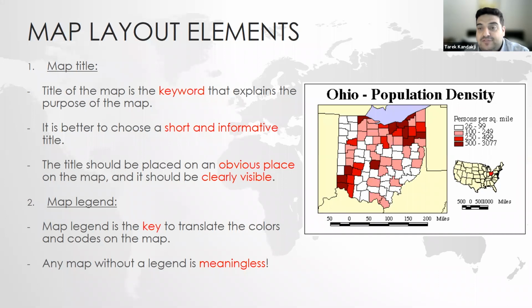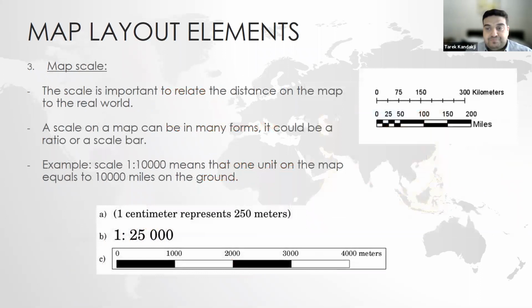So if you have a map without a legend, then it's not good. If you are publishing a paper and you show a map without the legend, a reviewer will send the manuscript back and tell you, well, I need the legend. I need to know what this information is. It's the key to translate the color codes and the features in your map. Honestly, if you have codes and you don't have a legend, then your map is meaningless and useless and nobody will be able to use it.